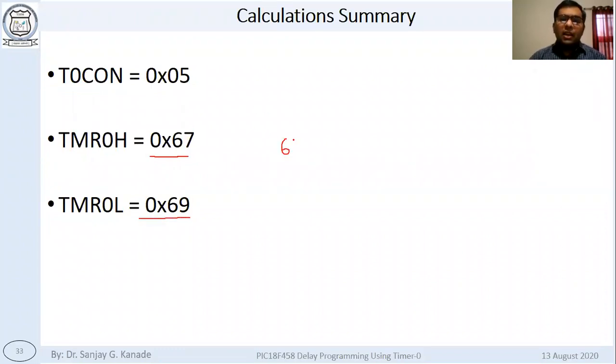The value that we had calculated was 6769. So 67 goes into the higher register and 69 goes into the lower register. Okay.